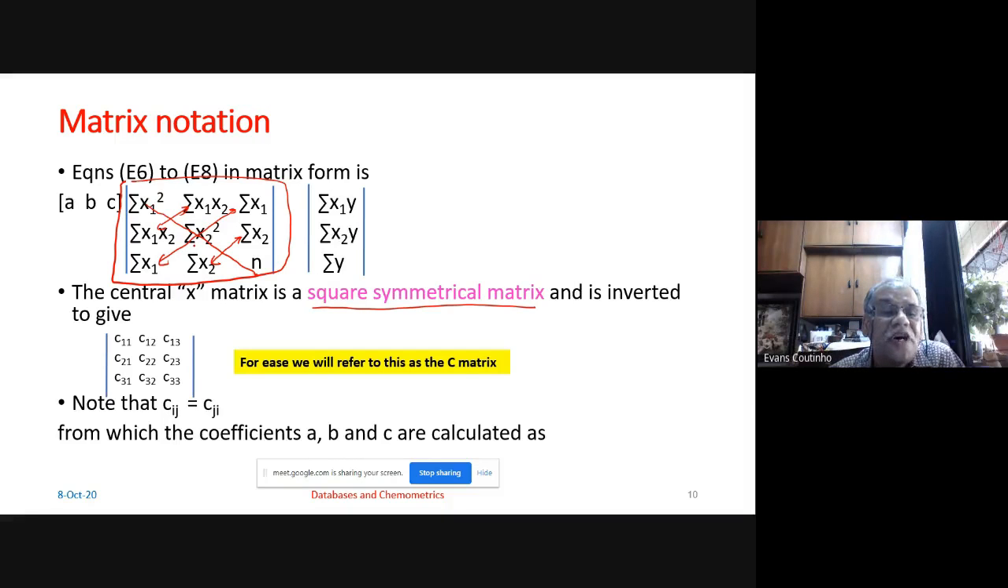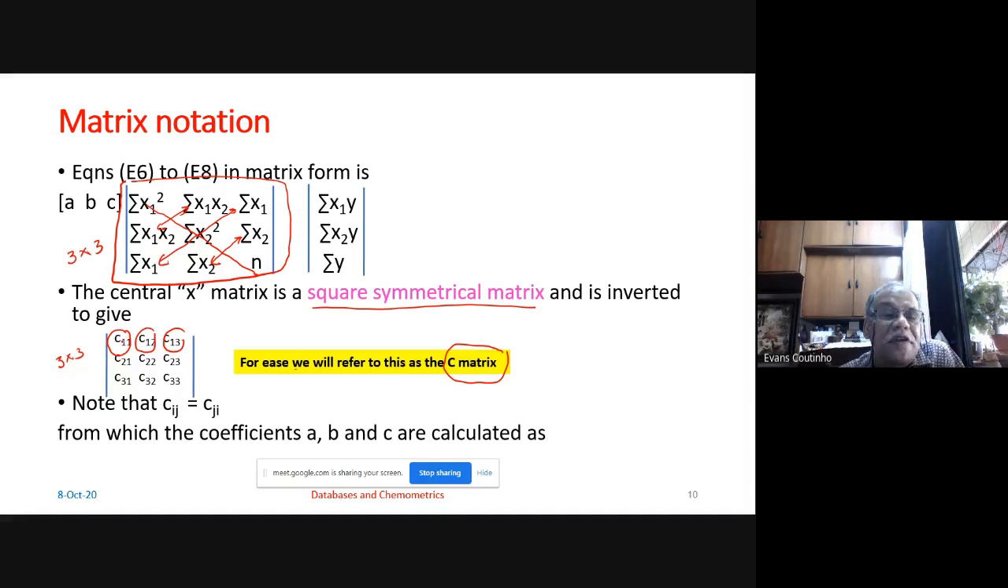Now I can find the inverse of this matrix, and the inverse will give me another 3 by 3 matrix. This is also a 3 by 3 matrix, and when I invert it, I will get another 3 by 3 matrix with some numbers in it. I'm calling this matrix the C matrix. So I'll get some number here, that is C11, C12, C13, and so on. I'll get these nine numbers, which I call the C matrix, because I'll be utilizing the C matrix a little later on.